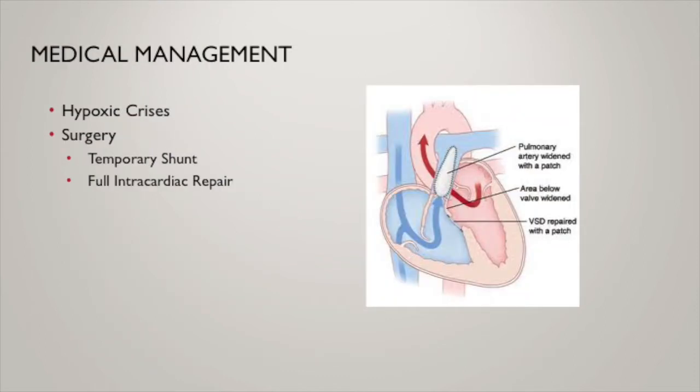Tetralogy of Fallot requires open heart surgery to repair the hole in the interventricular septum. Leading up to the surgery, a patient might have several hypoxic crises. These can be temporarily alleviated through medication, such as beta blockers. This is not a permanent solution, and the babies will require surgery.